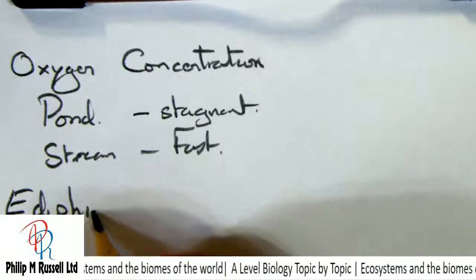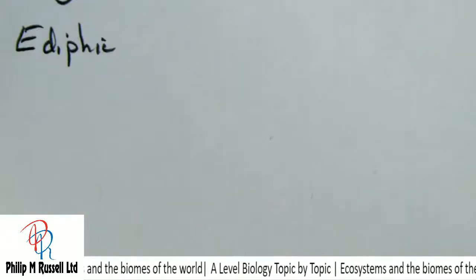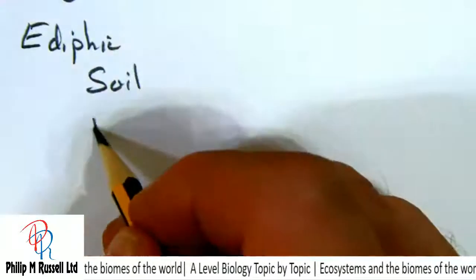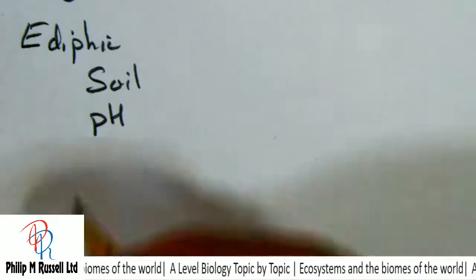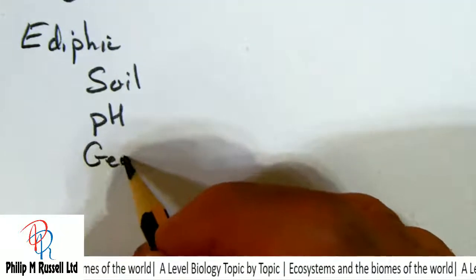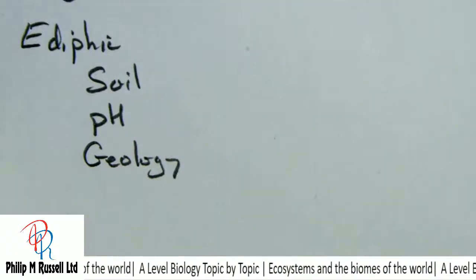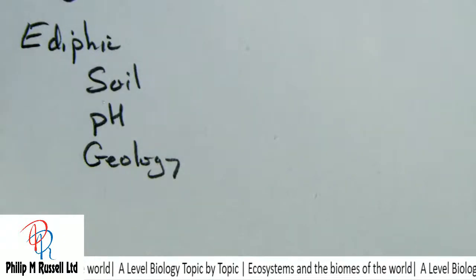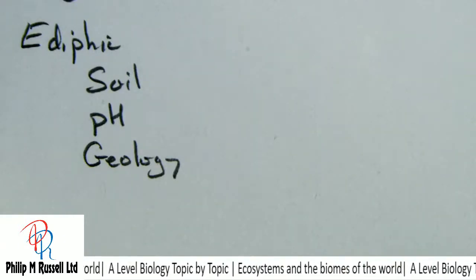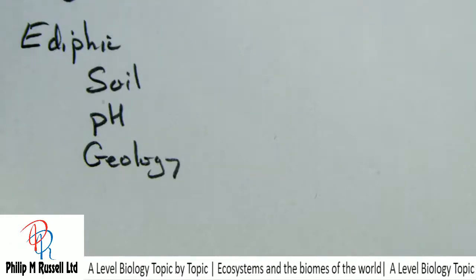Edaphic factors here. Right, so let's have a look at some edaphic factors, something to do with basically the soil. This can be the pH of the soil. This is also affected largely by the geology of what's underneath. Where I live, we've got lots of chalk, so there's lots of chalk under the ground. So it makes a lot of difference to the sort of what plants grow.